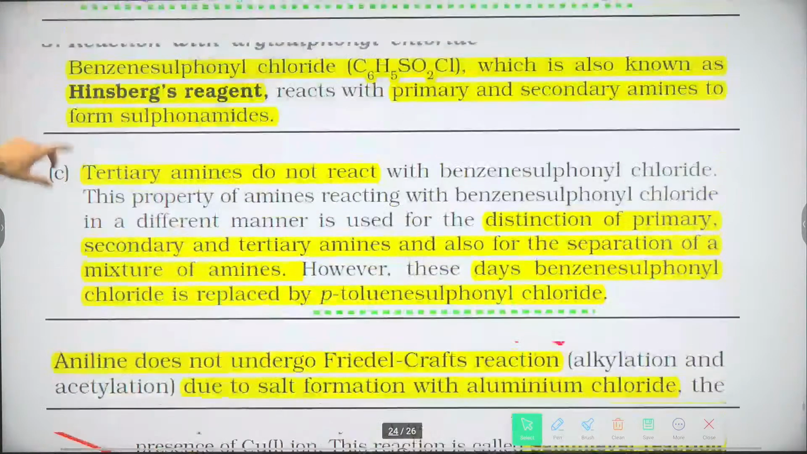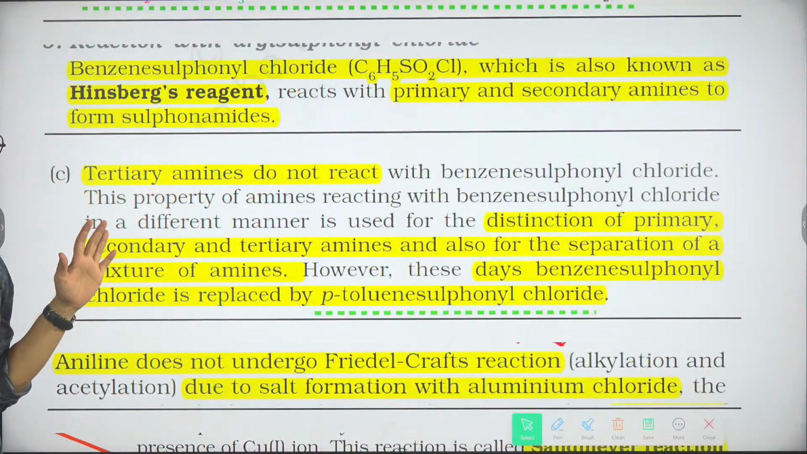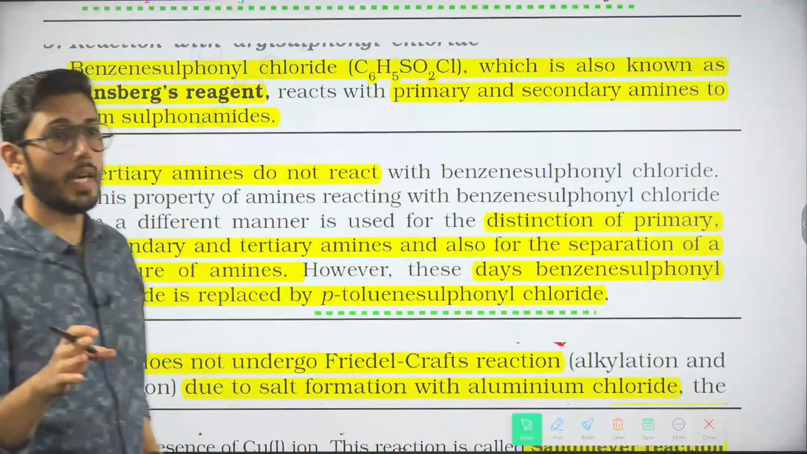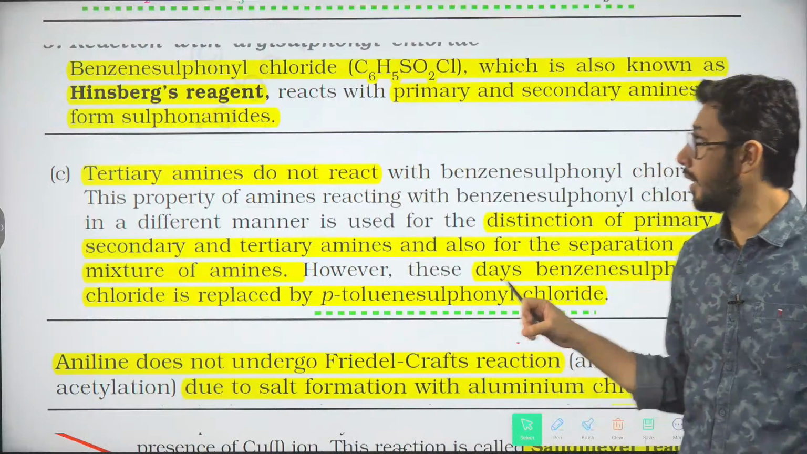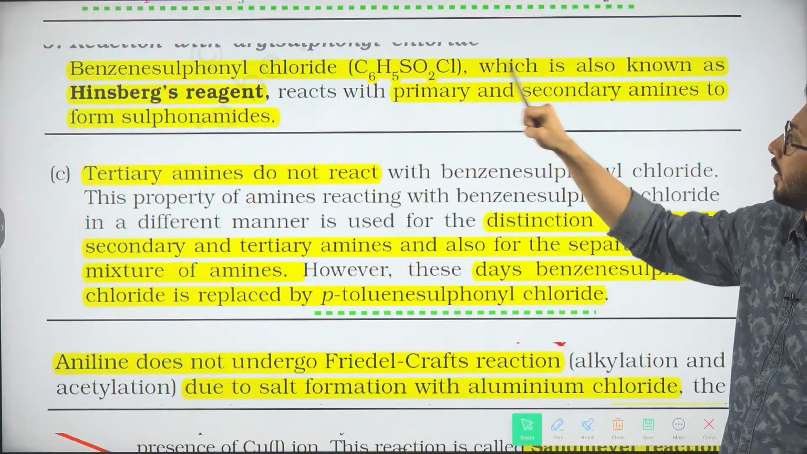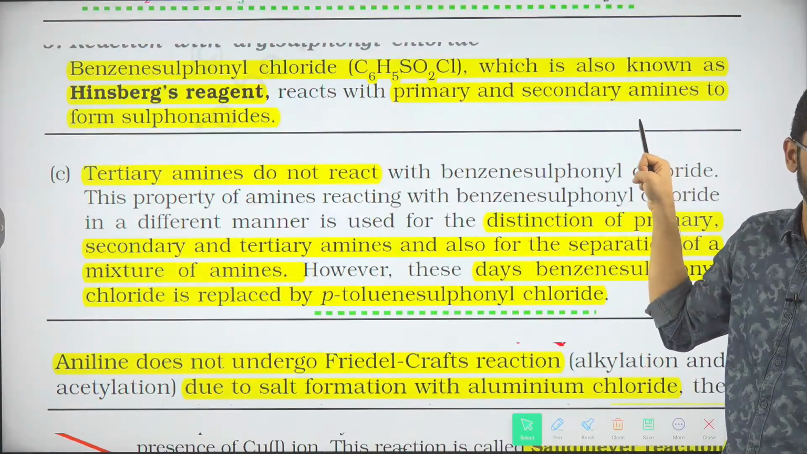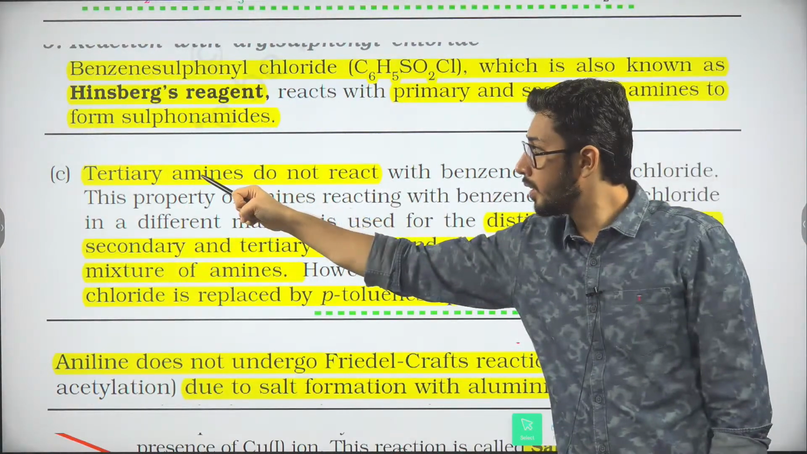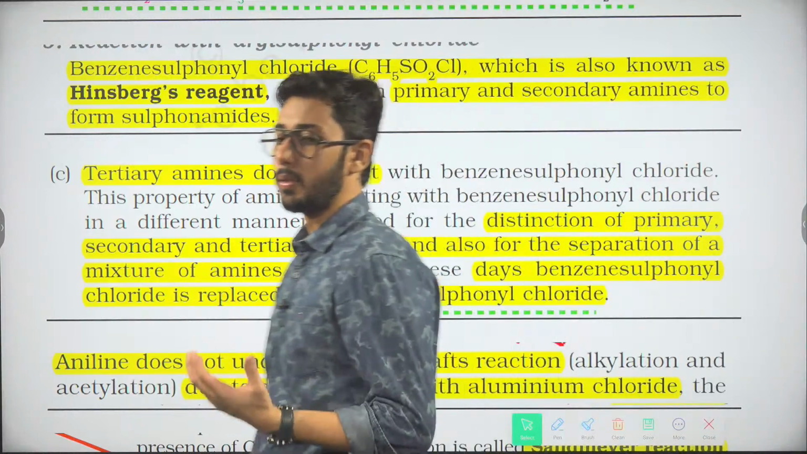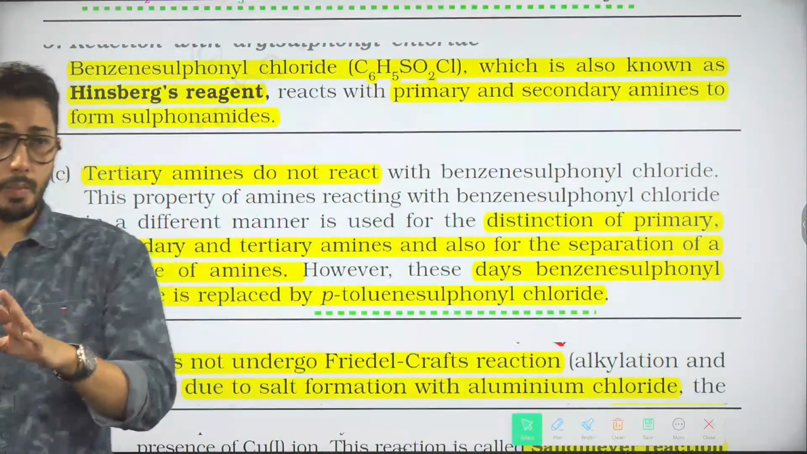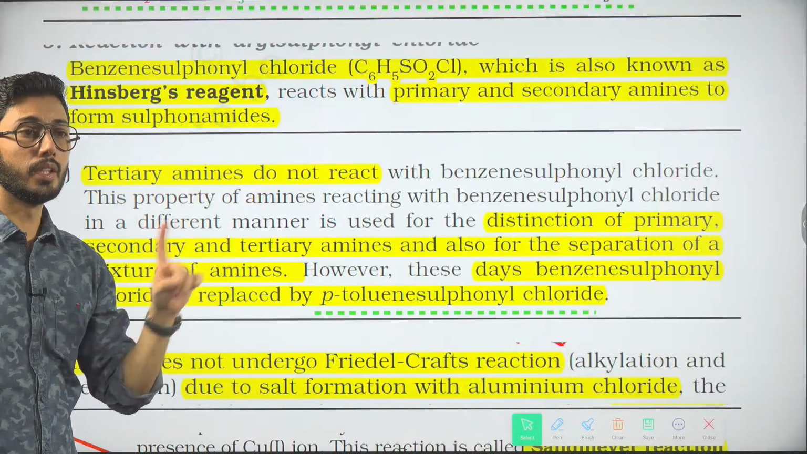Other reagent which is useful is benzene sulfonyl chloride. So at least remember this part. Benzene sulfonyl chloride is known as which reagent? Hinsberg reagent. Okay? Which amines will it react with? Hinsberg reagent reacts with primary and secondary amines, but it will not react with tertiary amine. How it is reacting is a reaction based concept. So minimum remember, Hinsberg reagent reacts with primary and secondary amines, but does not react with tertiary amines.